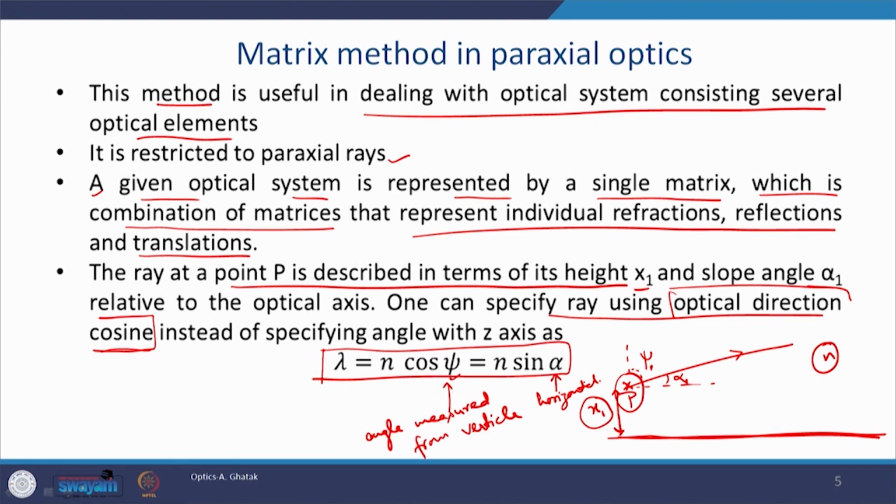These are the two parameters which are enough to specify point P. Now, instead of using angle, one can also define optical direction cosine. Optical direction cosine is defined by lambda, and it is given as lambda is equal to n cos psi. N is the refractive index of the medium and psi is the angle from the vertical, and equivalently it can also be written as lambda is equal to n sin alpha. N is again the refractive index of the medium and alpha is now the angle from the horizontal. This lambda is called direction cosine.